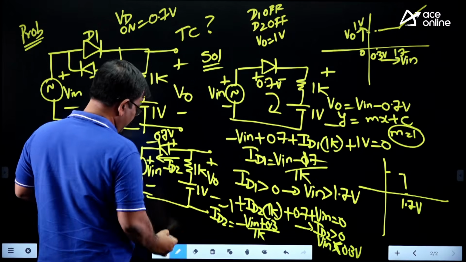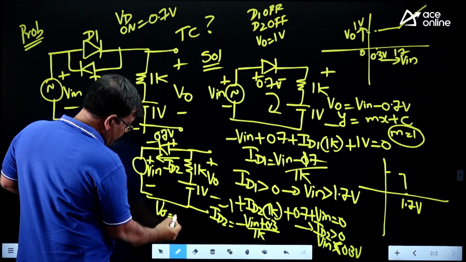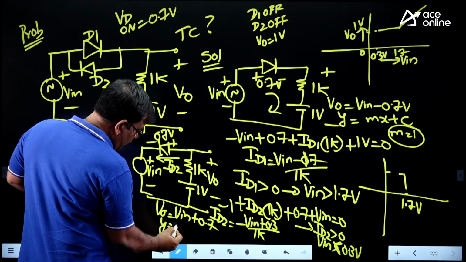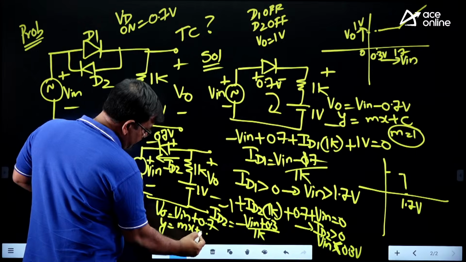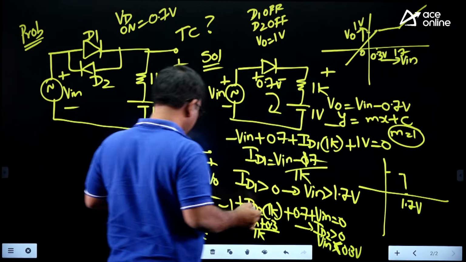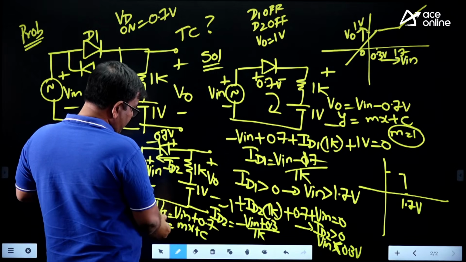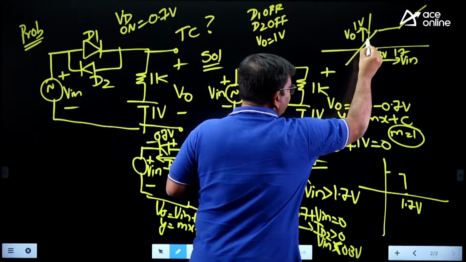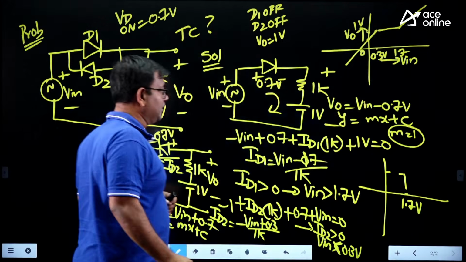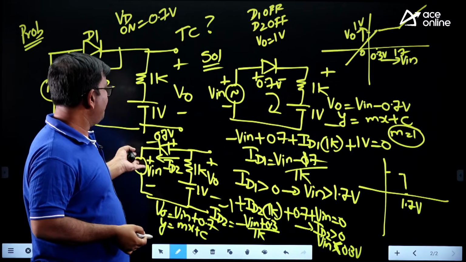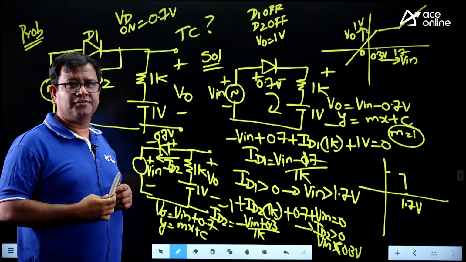When Vin is less than 0.3, the slope remains the same. So what is V naught here? V naught is going to be Vin plus 0.7. Again, this is of the form y equal to mx plus c, so the slope m is still 1. You can substitute here: when Vin is 0, it has to intersect at 0.7. So this is the transfer characteristics. I think these are the two simple questions: one is the op-amp problem and the other one is the diode.